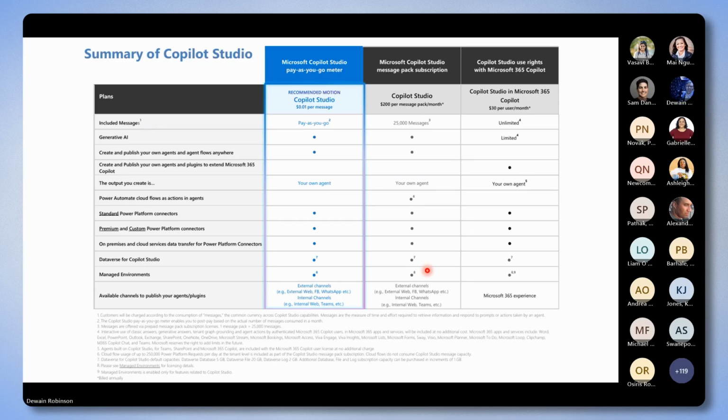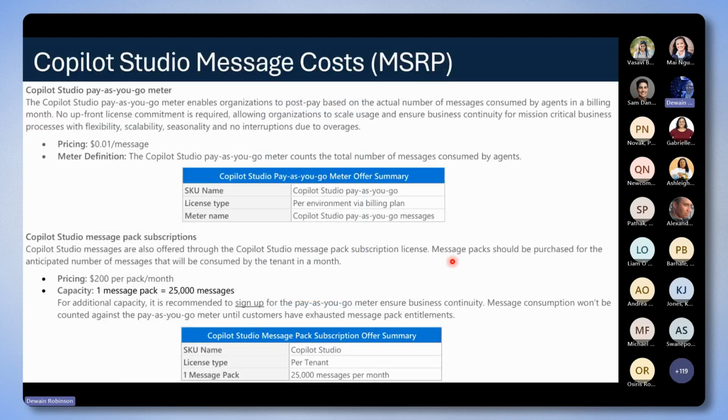All right. Now, let's talk about the cost again. So again, the major cost here is you're going to have your pay-as-you-go meter. And again, you're going to have a SKU that you can purchase. The pricing is going to be 1 cent per message.